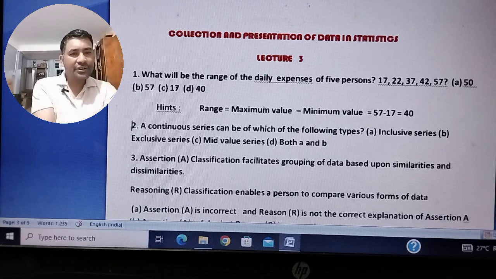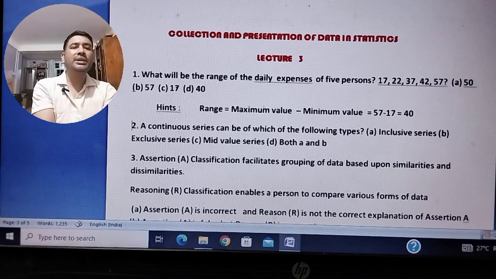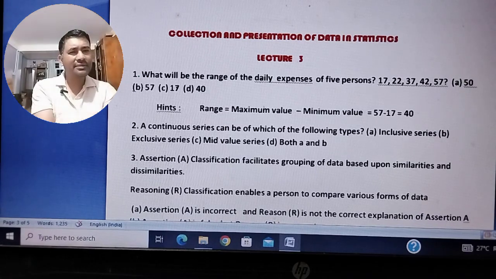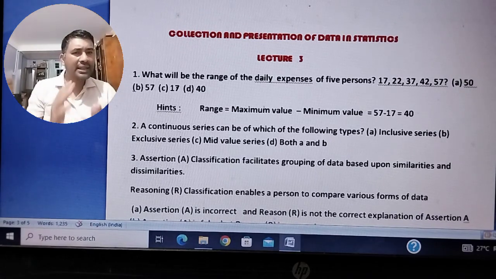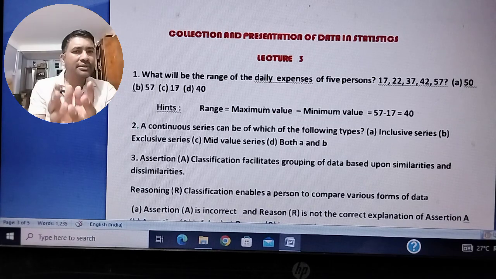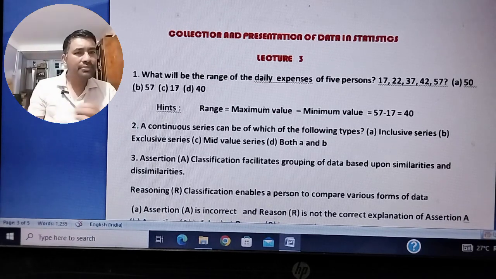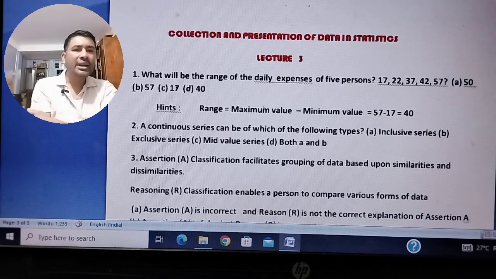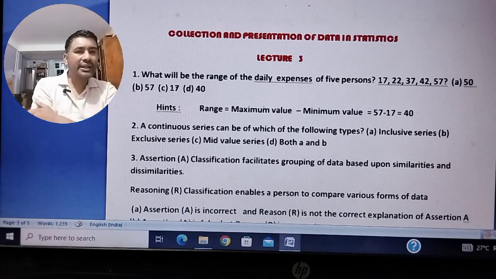Reasoning: classification enables a person to compare various forms of data. Definitely, if it is not classified, then it is very difficult to make comparisons, because while classifying, we bring together similar types of variables in one group. So definitely it becomes easier to compare various forms of data. Reasoning R is also correct, and assertion is also correct.